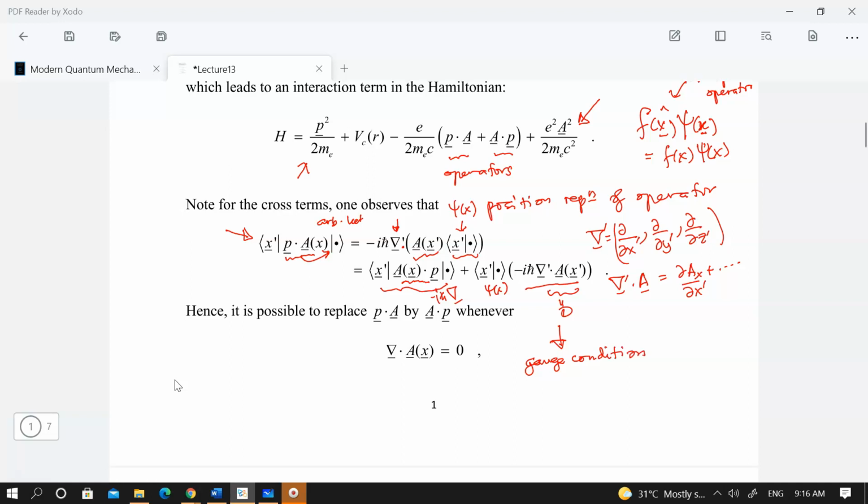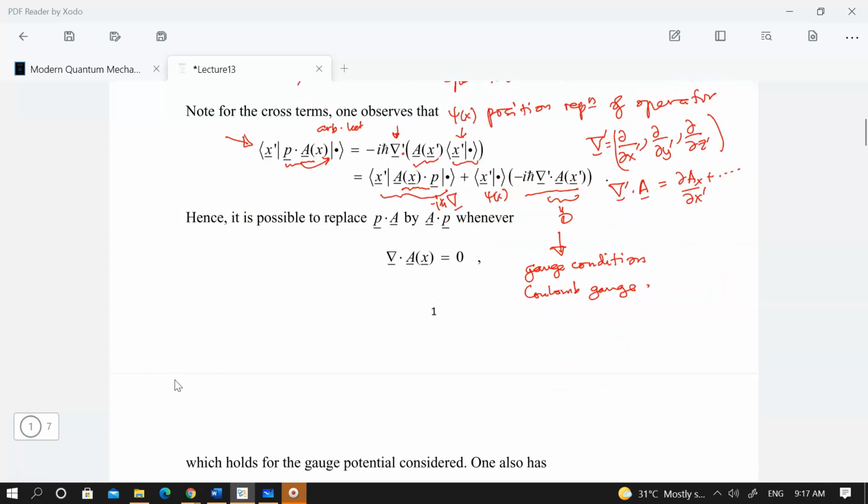You probably have come across this inside your special relativity lectures. In relativity it's called the Lorentz gauge, but sometimes it's called the Coulomb gauge. Provided that you have this gauge condition, so you fix the gauge in a particular Coulomb gauge, then you can simply replace the P dot A by A dot P. That's the thing that we're going to have over here.